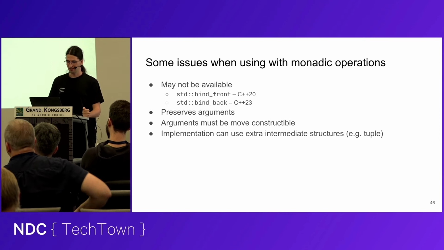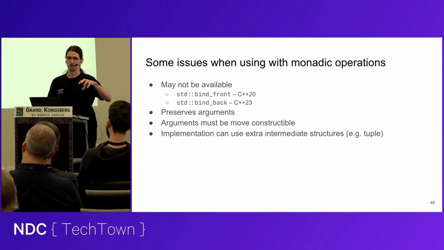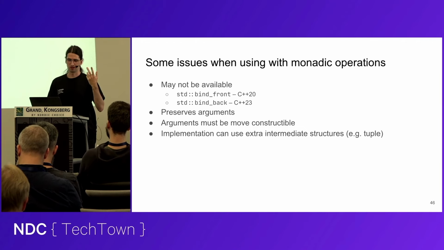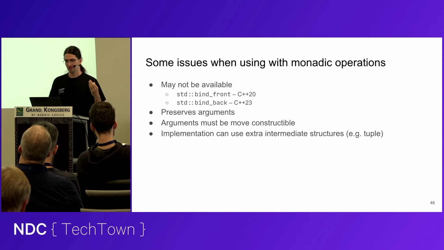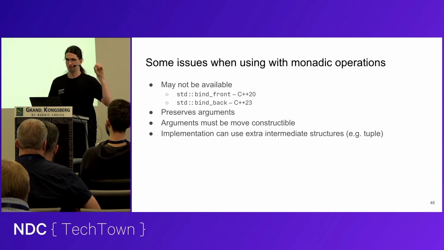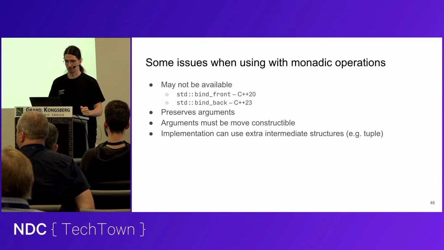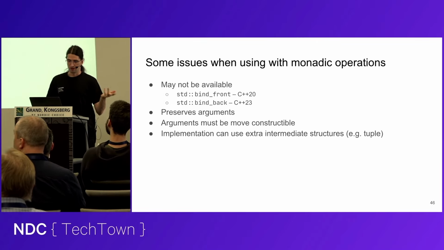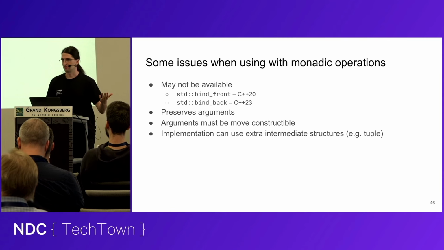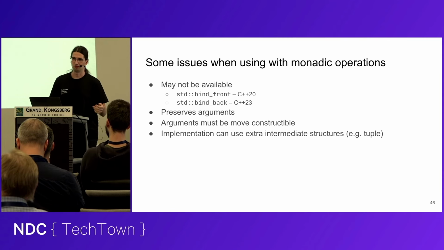But the second bullet here is that both bind back and front need to preserve the arguments you pass into it. So on the next slide, I guess, or the slide after, I will show what the problem here is. And there is a restriction that arguments must be move constructible. So they are moved into the capture list usually. And the implementation can use extra intermediate structures like tuples, which also hits both readability and performance in a sense.